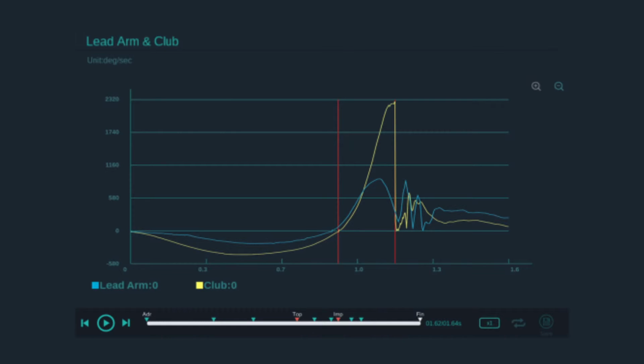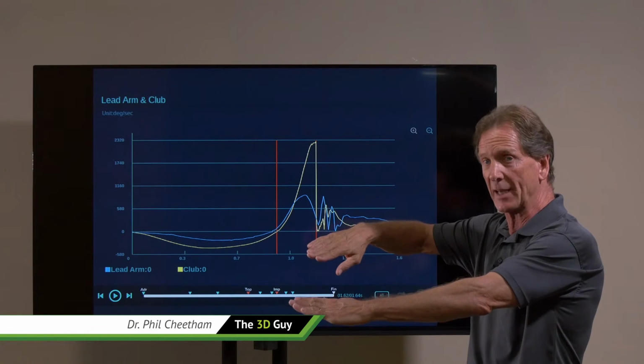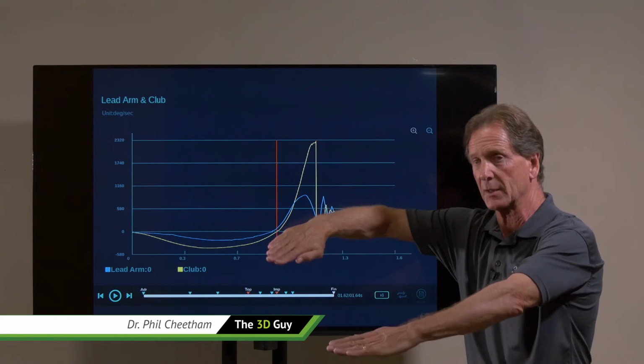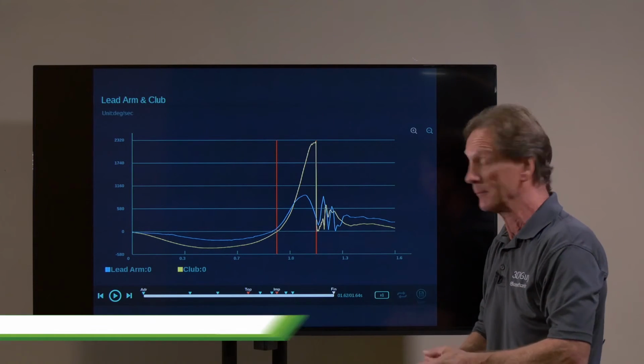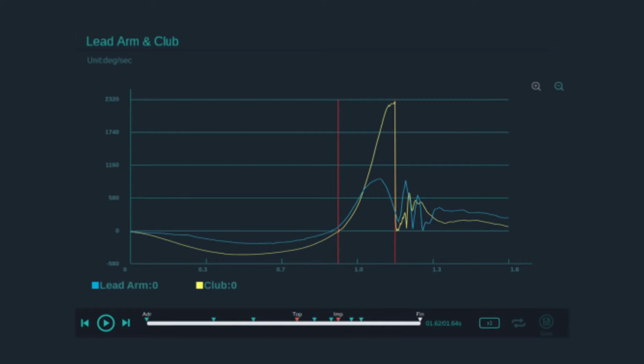Now, as we progress into the downswing, we see that the blue curve, which is the lead arm again, is on top of or higher than the yellow curve. That means it's going faster. So the arm is going faster than the club. That means that the wrist angle is actually loading. That's a good thing. So then we see the yellow curve taking off.